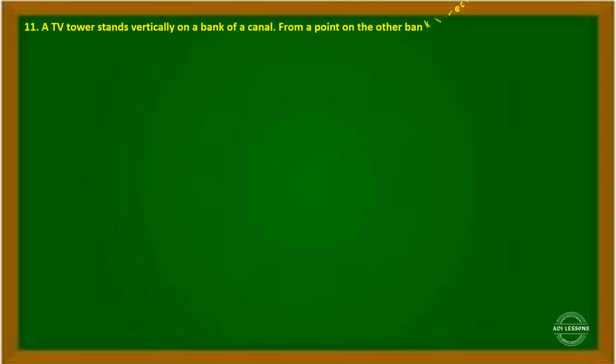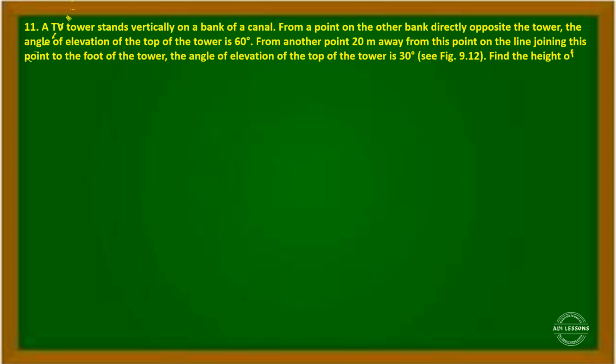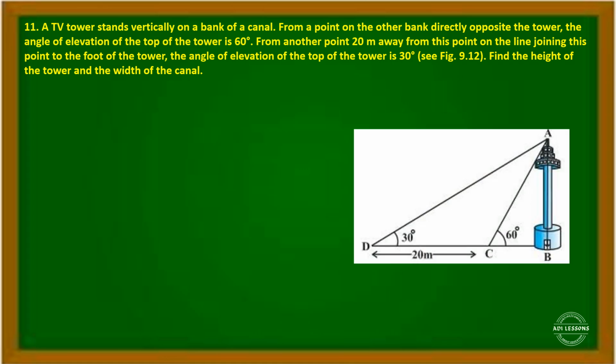A TV tower stands vertically on a bank of canal. From a point on the other bank directly opposite to the tower, the angle of elevation of the top of the tower is 60 degrees. From another point 20 meters away from this point on the line joining this point to the foot of the tower, the angle of elevation of the top of the tower is 30 degrees. Find the height of the tower and the width of the canal. Yes, this is the required picture.